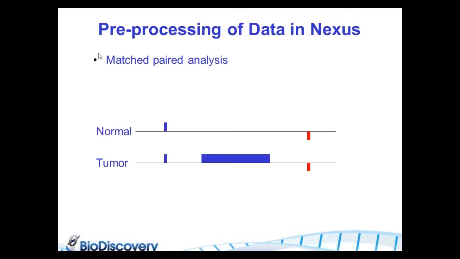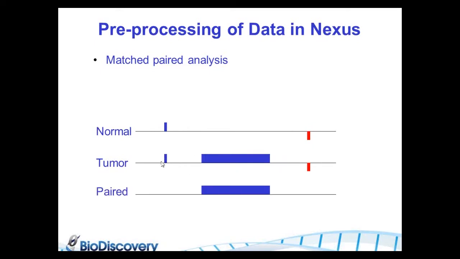The first is matched paired analysis, and just to explain what that means, for every sample we have copy number changes for both the normal and the tumor. Here you can see blue for gains. In the small region right here, there's a red loss. That's in both the tumor and the normal. And then there's this larger copy number gain that's just in the tumor.